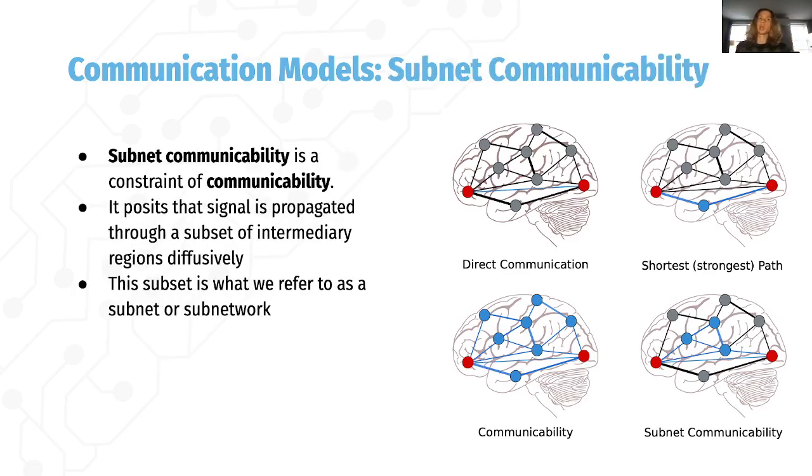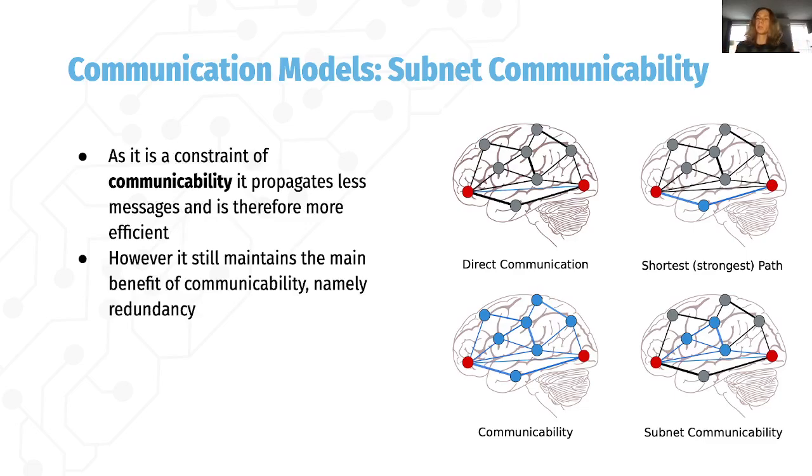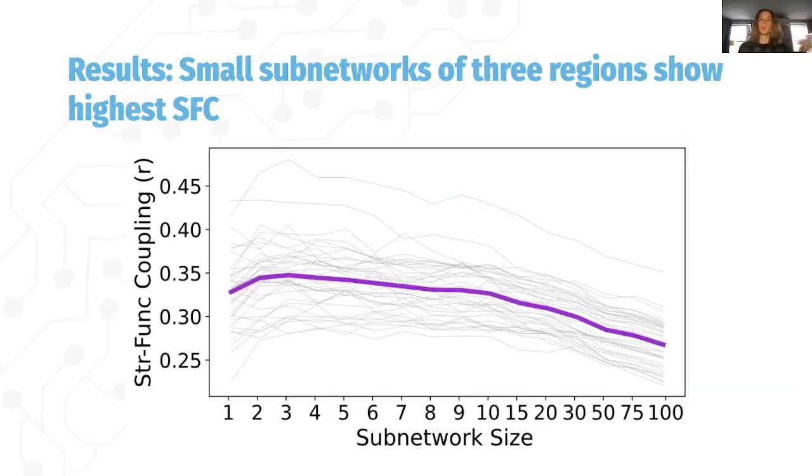Subnet communicability is a constraint of communicability. It posits that signal is propagated through a subset of intermediary regions diffusively. This subset is what we refer to as a subnet or subnetwork. As a constraint of communicability, it propagates fewer messages and is therefore far more efficient. We're not flooding everywhere, we're flooding only a few regions. However, it still maintains the main benefit of communicability, namely redundancy. So it's more efficient than communicability while still being redundant.